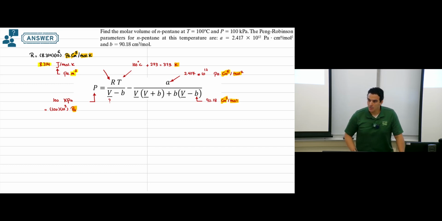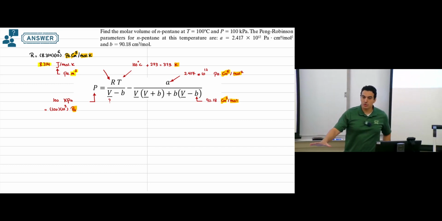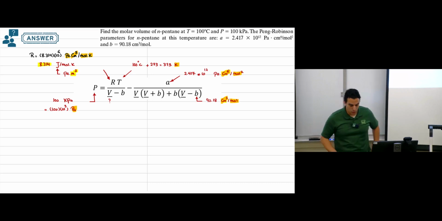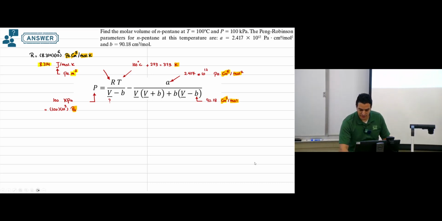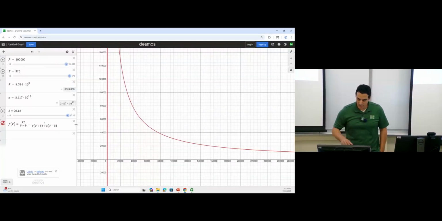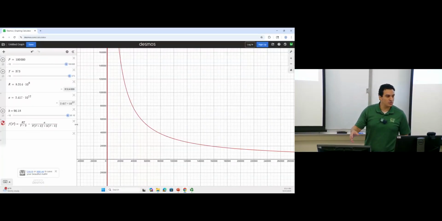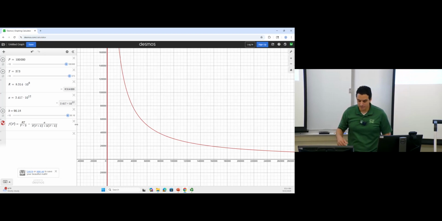Clear? Then we have 2 options. Put this equation in your calculator and it can solve it, or you can solve it in Desmos. So Desmos, basically, this is the website. By the way, this website was recommended to me by one of the students in a previous semester. Basically you can put in the givens you have. You introduce the value of pressure in Pascal, the temperature in Kelvin, the value of R after converting its units, the value of A, the value of B, and then put in the Peng-Robinson equation. Directly it will make this plot for you.